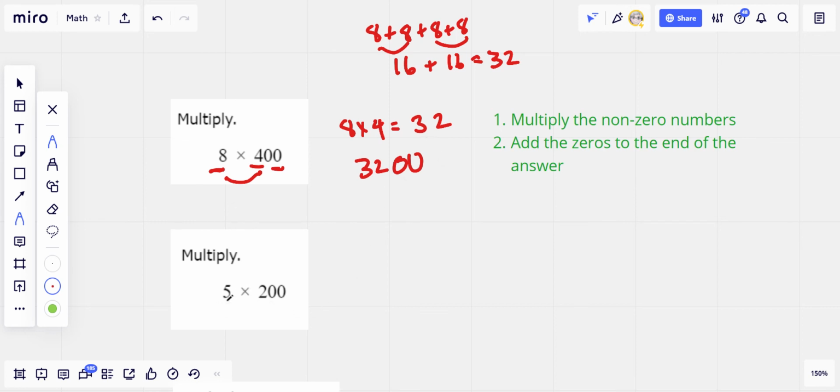So let's try that again. The first step, multiply the non-zero part. So 5 times 2 equals 10. So I've got my 10, and then I've got to add those two zeros on the end of it, and so 1,000 is your answer. So that's a little bit of work with multiplying numbers by some multiples of 100.